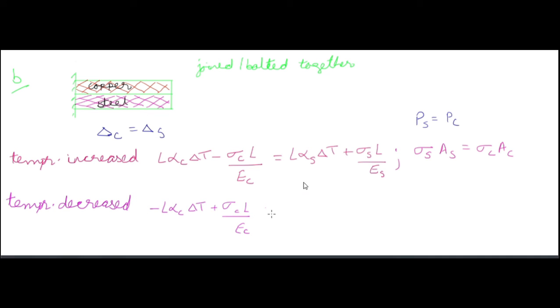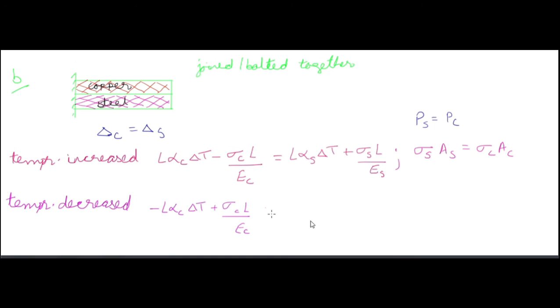Also, the load borne by the steel and copper will be the same. Because no other stress or additional load has been given, whatever load is given by the copper will be borne by the steel, and whatever load is given by the steel will be borne by the copper. So PS is equal to PC, so sigma S AS is equal to sigma C into AC.